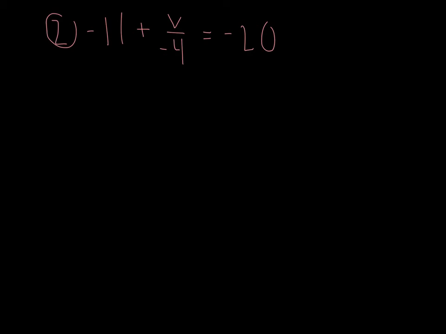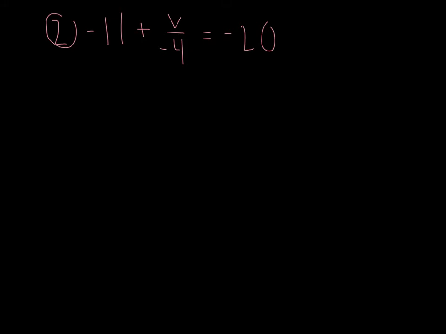So for numbers 2 through 5, you're solving the equations, you're isolating the variable. So for this number 2, we're trying to get the v here on its own. The way we do that is we use inverse operations. There's nothing to distribute, or there are no like terms to combine. So here we just use inverse operations, which means the opposite.